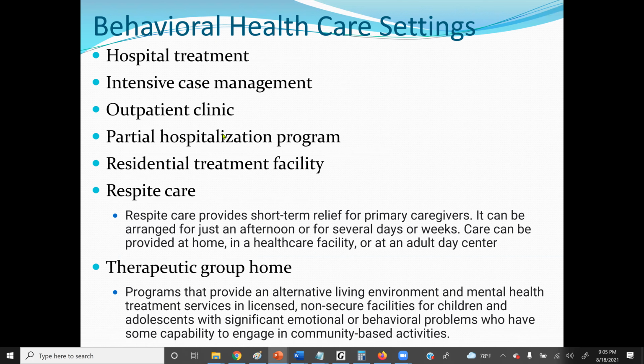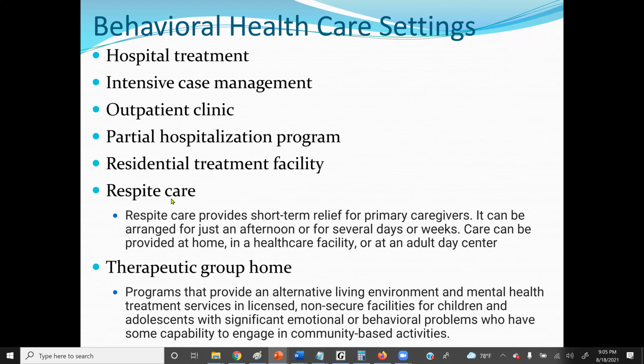There's also outpatient clinic in behavioral health care settings, where patients, again, come for treatment consulting for a day without staying, living in the facility. Or it can be a partial hospitalization program, and also residential treatment facility. In this case, the patient will stay in the residence or in the facility and get the full care.